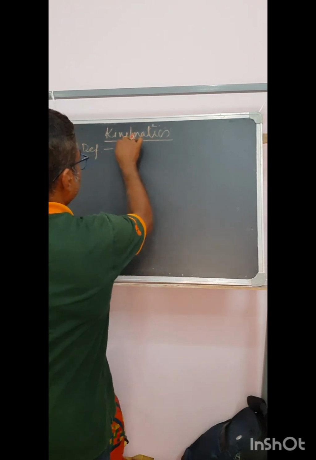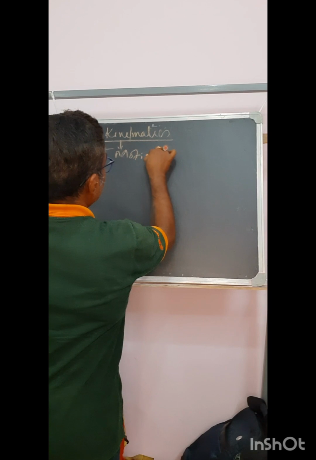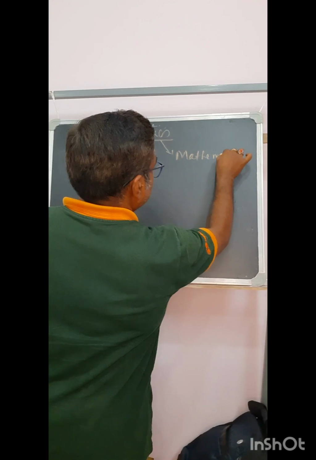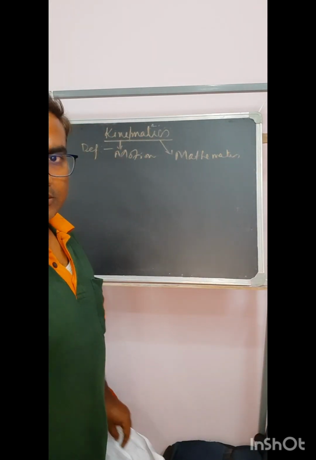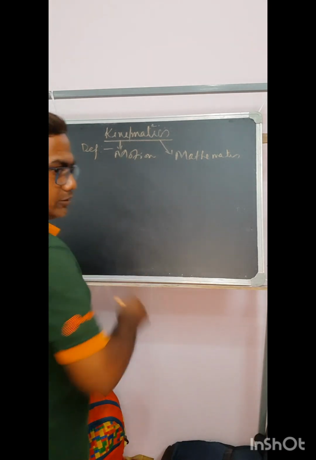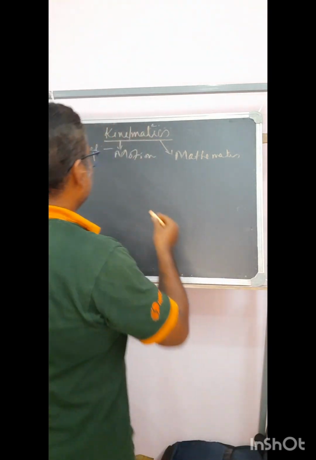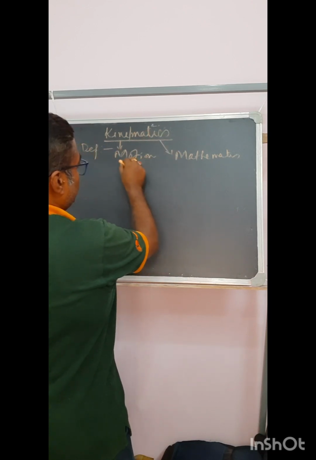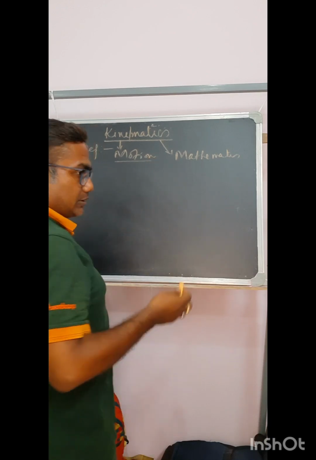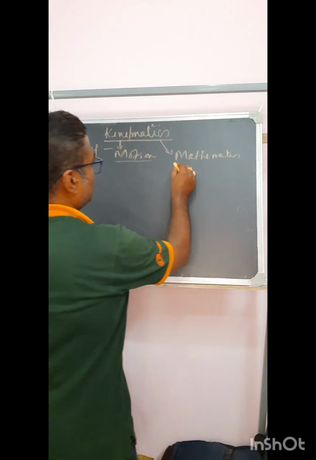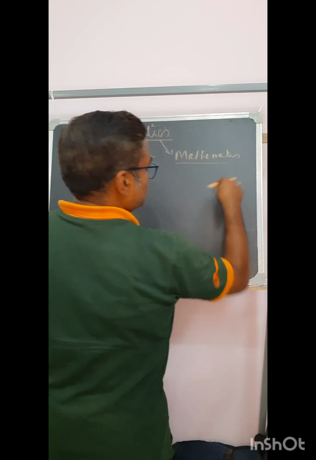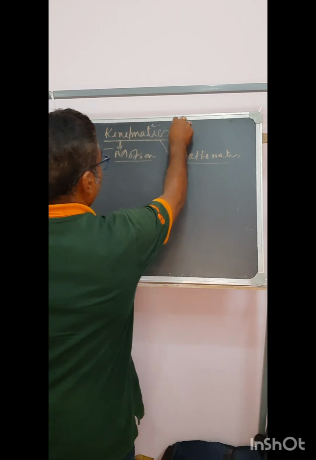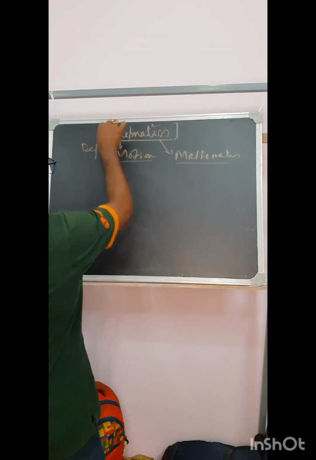Kine means motion, and matics means the mathematics. So altogether, any object which is in motion, the relation of their different parameters of motion is taught in terms of mathematics or in terms of equations. This is the chapter which is covered in kinematics.